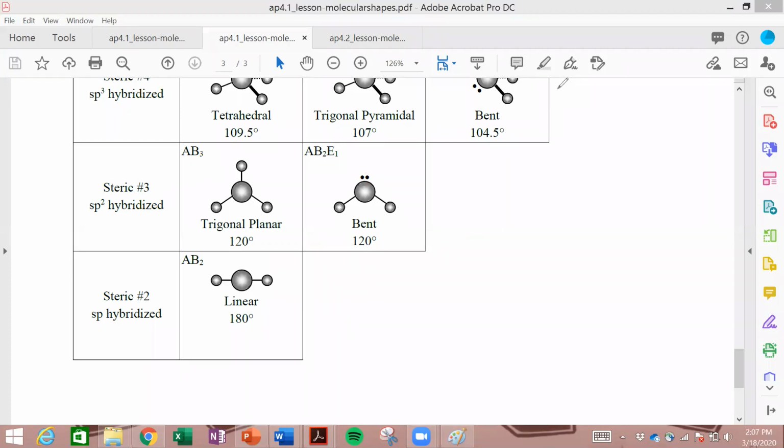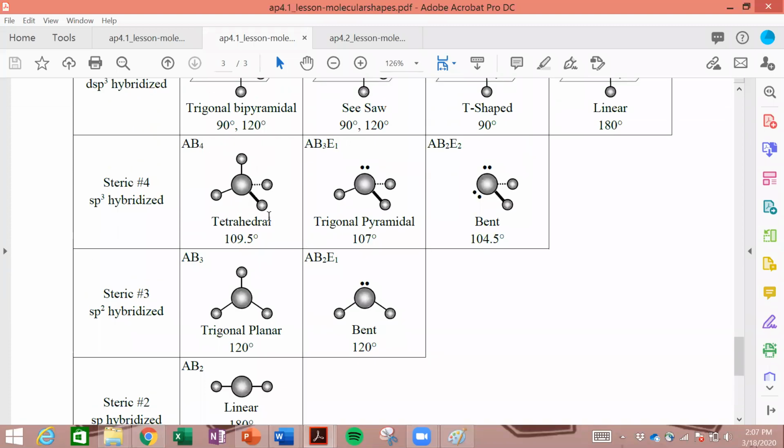Same with tetrahedral, right? sp3 hybridization, there's 4 things attached to it. If it's 4 bonding groups, it's tetrahedral. If it's 3 bonding groups with 1 lone pair, it's trigonal pyramidal. And then if it's 2 and 2, it's bent, right?